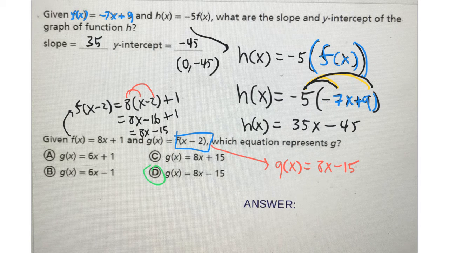Okay, 8x minus 15. Now, quick recap. They want to know which equation represents g. You look at g and you're like, okay, what is g of x? G of x is f of x minus 2. Okay, what is that, right? Well, this is f of x. F of x equals 8x plus 1. So f of x minus 2 is going to be the same thing, only we're plugging in x minus 2 for x. And then we have to distribute and simplify, and we end up with 8x minus 15. Hopefully that makes sense.